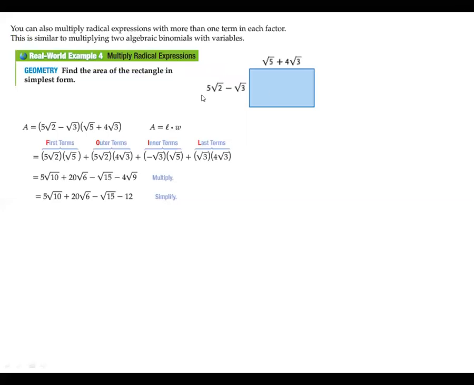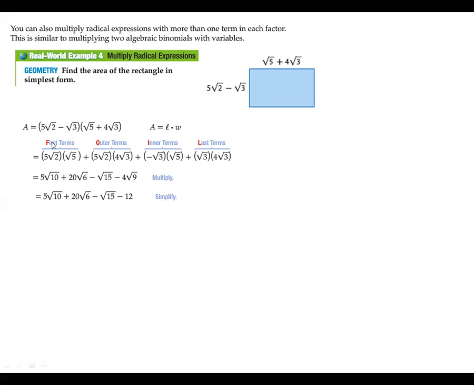So this side is 5 square root of 2 minus square root of 3. This side is square root of 5 plus 4 square roots of 3. When I multiply those, I would have the quantity 5 square root of 2 minus square root of 3 times the quantity square root of 5 plus 4 square root of 3. Well, in order to multiply those correctly, you have to FOIL it all out.